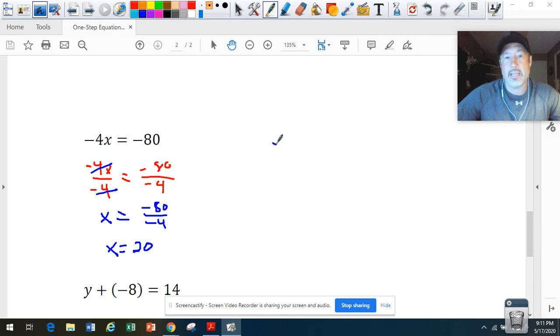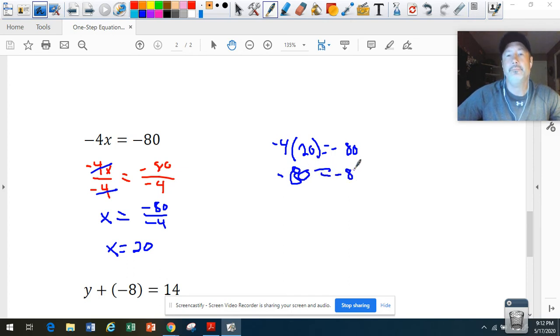So let's check it. Negative 4 times 20, does that equal negative 80? Well, let's take a look here. Negative 4 times 20. So we have an odd number of negatives, which means our answer will be negative. And 4 times 20 is 80. Negative 80 equals negative 80. So yes, this is correct. Very good. Very, very good. Any questions so far? You should be doing well.